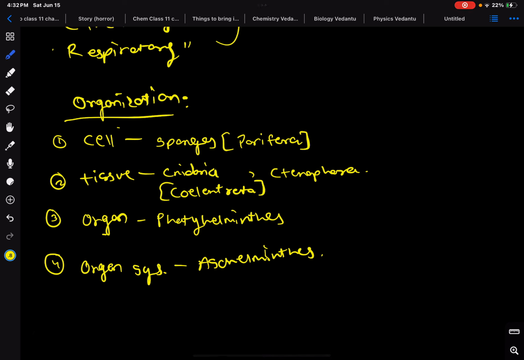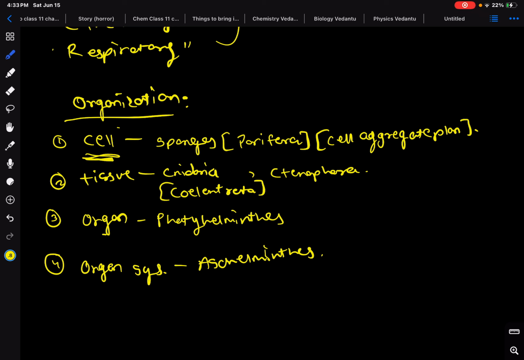We have cell level, cellular level, which is found in sponges, also known as Porifera. We have tissue level, which is only found in Cnidaria and Ctenophora. Cnidaria is also known as Coelenterata. The third one is organ level, which is found in Platyhelminths. So the cellular organization means that there is only one type of cell and there is a cluster of cells. So there is a cell aggregate, so it is also known as a cell aggregate plan.